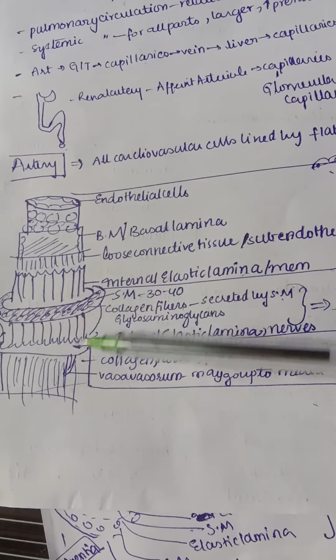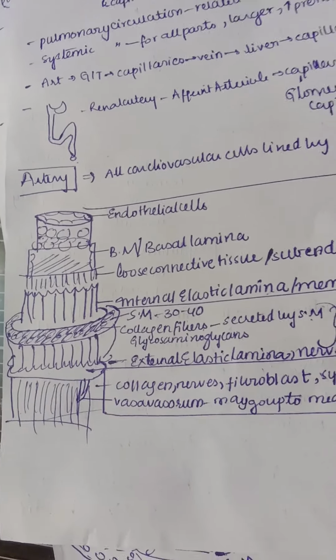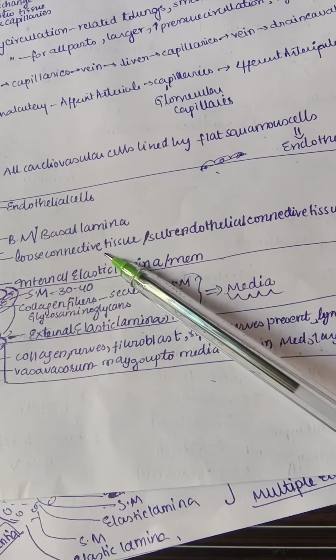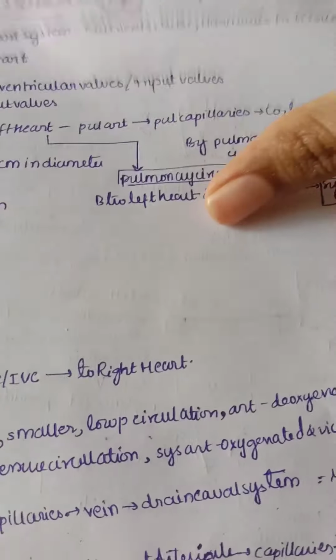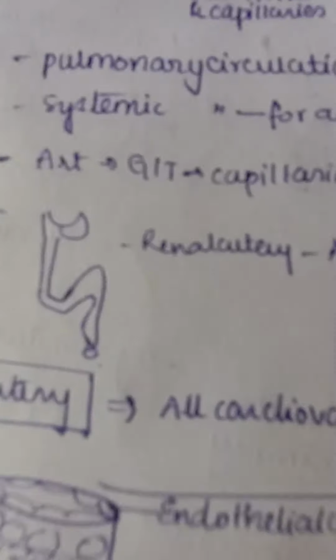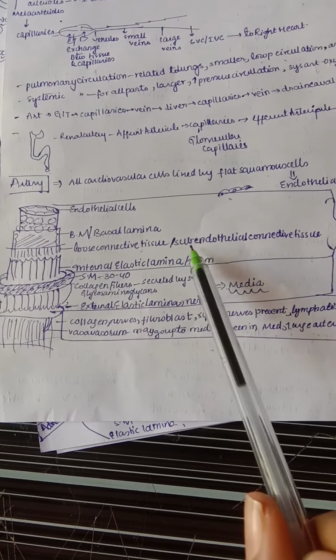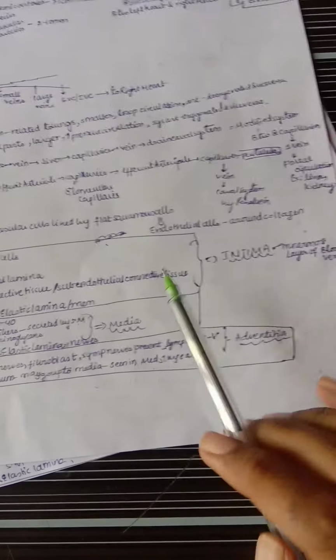So these are the structures which are arranged. It looks like a cake to me. These are the structures which are arranged line by line. Now let us understand the parts. The endothelial cells, basal lamina, subendothelial connective tissue, and the internal elastic lamina all together form the intima. Intima is nothing but the innermost layer of a blood vessel. So every blood vessel has an intima, the innermost layer, especially arteries. The intima contains our endothelial cells, basal lamina, loose connective tissue or subendothelial connective tissue, and also the internal elastic lamina. So here the intima is complete.